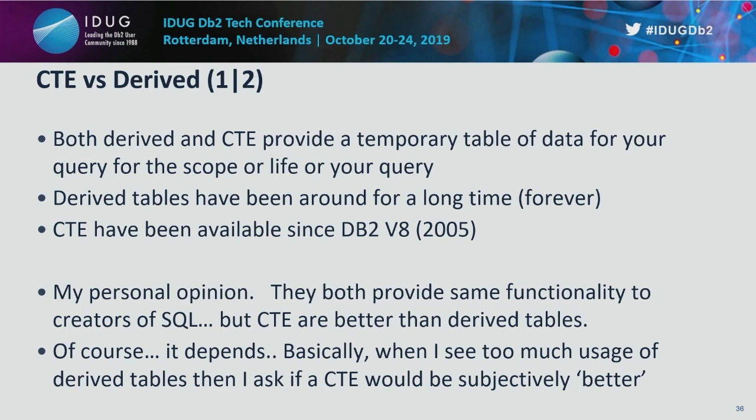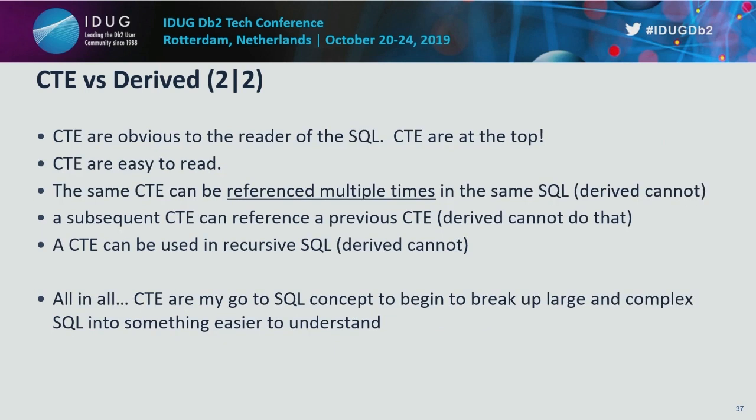And they've been around for a long time. I've looked it up, CTEs are syntactically available since version 8. But between derived tables and CTEs, I use CTEs now all the time. Of course, it depends. But I find it confusing to see too many derived tables inside a big, long SQL statement. It gives me a headache. I find if it's a CTE, it's more clear. They're easy to read. They're at the top. They can be referenced multiple times. That's different. Derived tables cannot be referenced multiple times. And a CTE can reference a previous CTE.